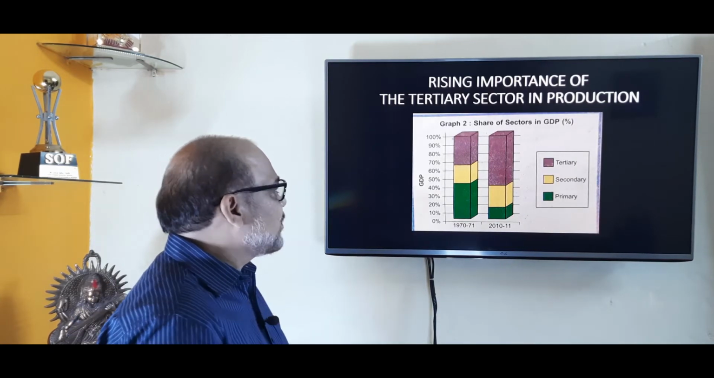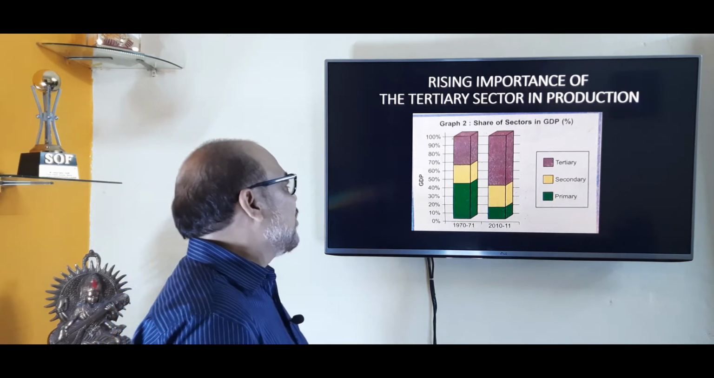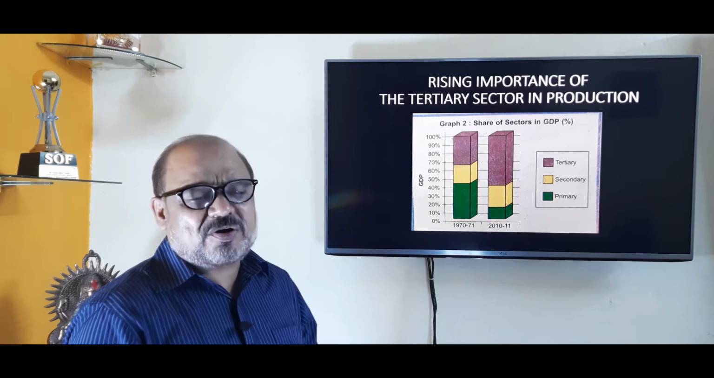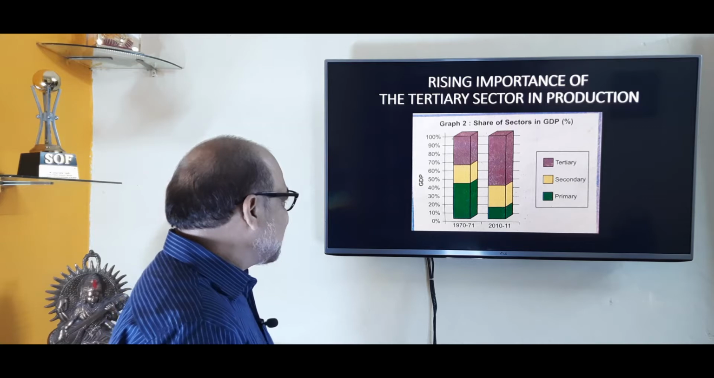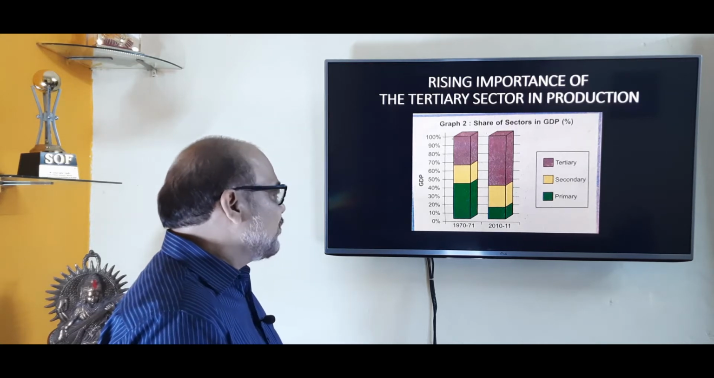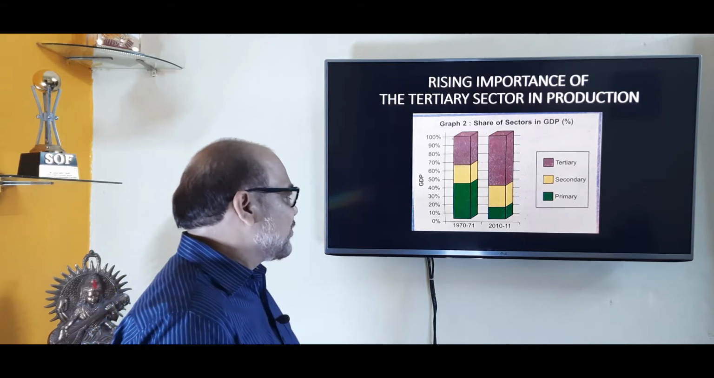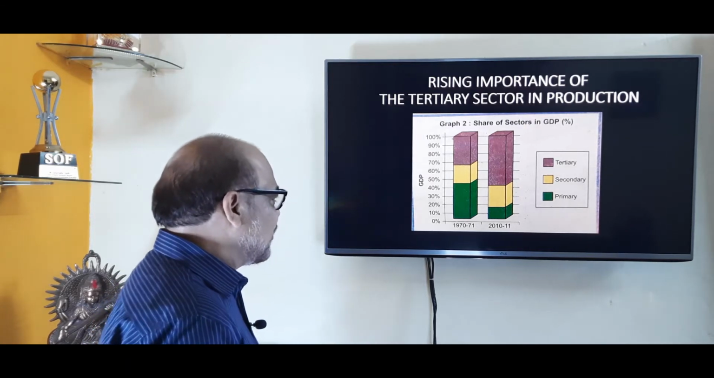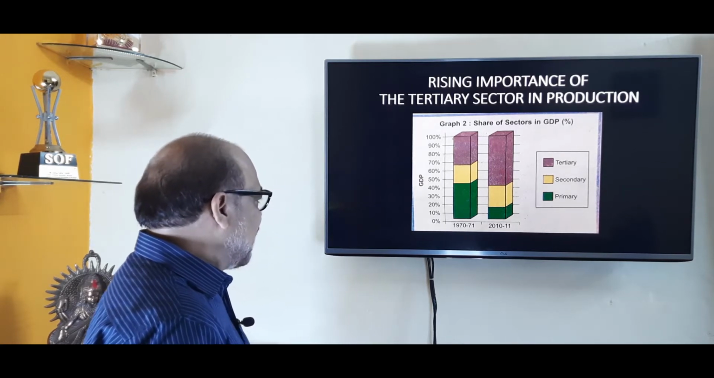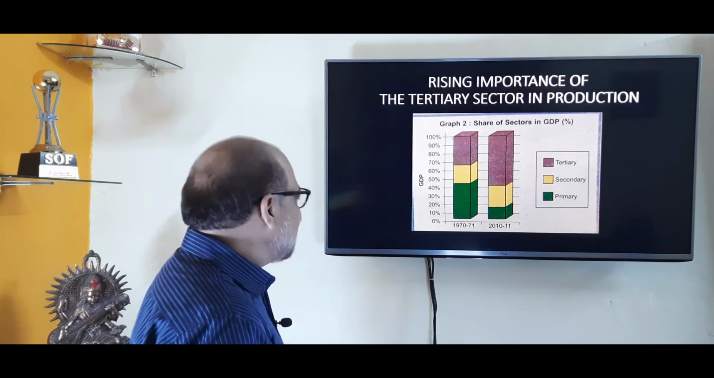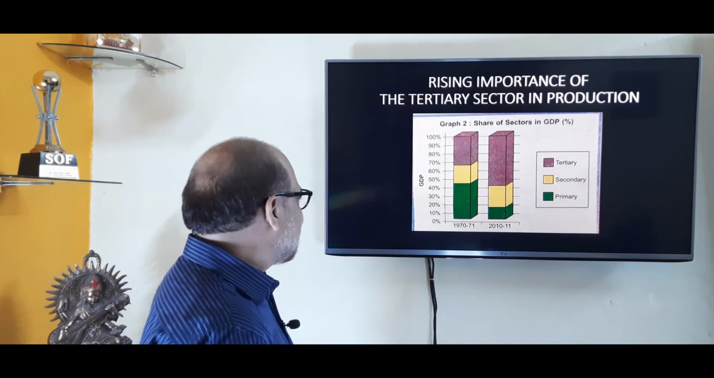Rising importance of the tertiary sector in production. This is graph number 2. It indicates the share of sectors in GDP, gross domestic product, in percentage, from 1970-71 to 2010-2011. Again, the pink one is the tertiary sector, the yellow one is the secondary sector, and the green one is the primary sector. In 1970-71, the situation is very clear in percentage, okay?